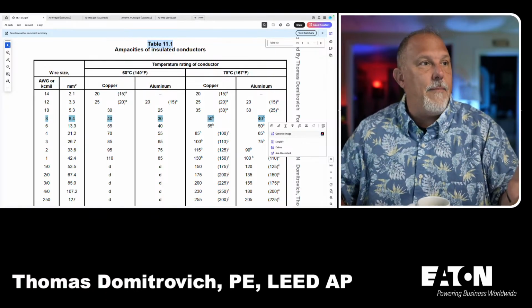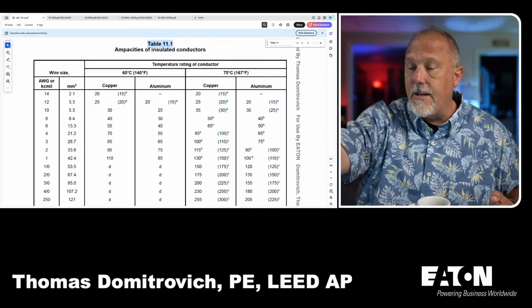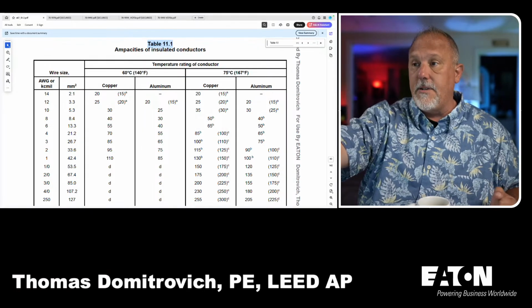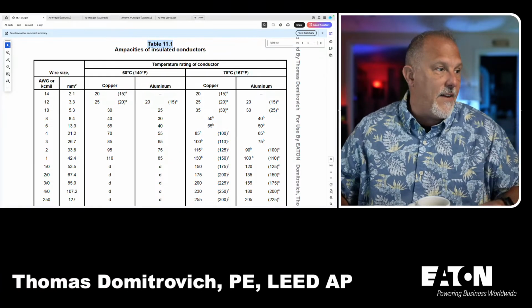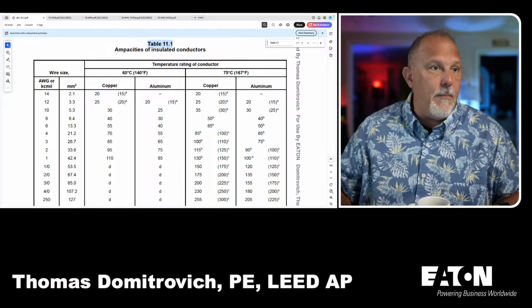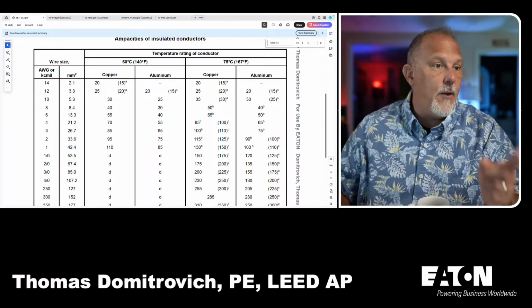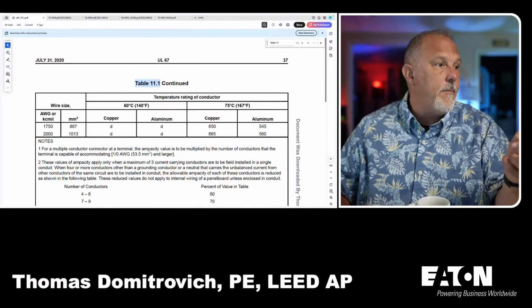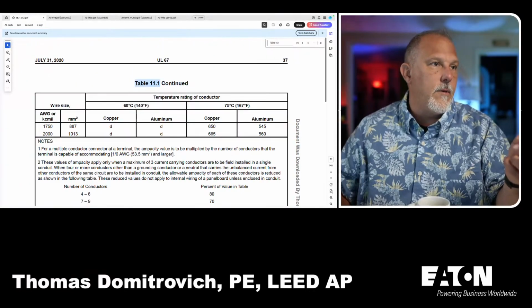So if I say I'm going to have a 75 degrees C, I can use a 90 degrees C conductor, and a number 8 at 90 degrees C is 55 amps. But if I have a number 8 copper, I can't pull 55. I can only pull 50. And what B tells me, B says, man, where is it at?